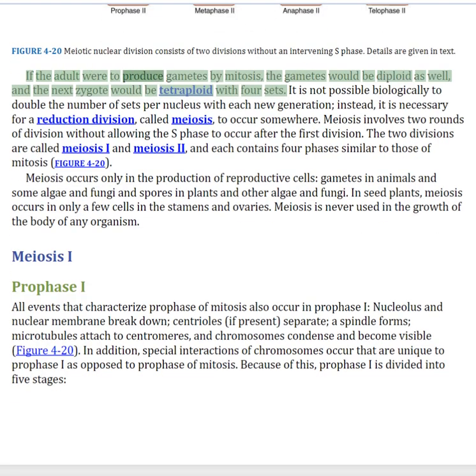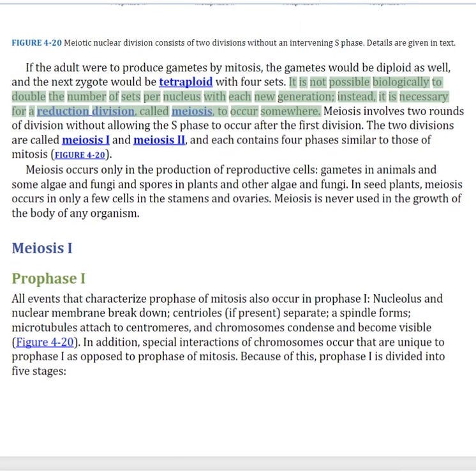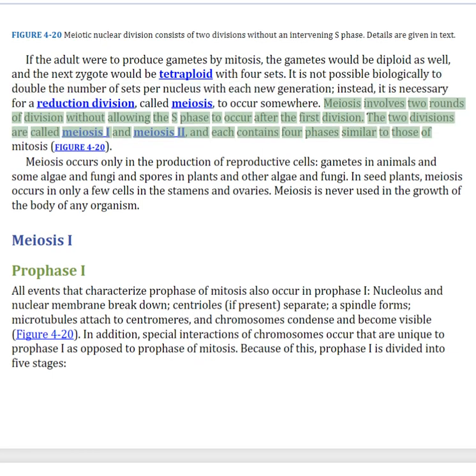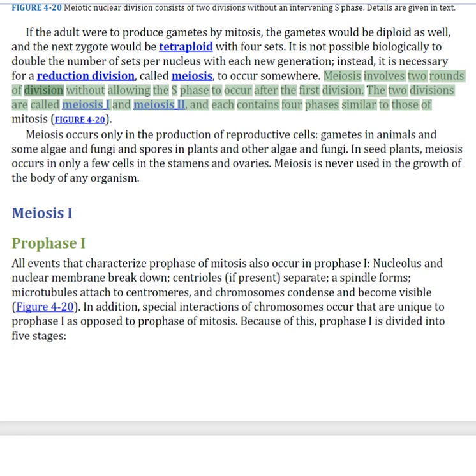If the adult were to produce gametes by mitosis, the gametes would be diploid as well, and the next zygote would be tetraploid with 4 sets. It is not possible biologically to double the number of sets per nucleus with each new generation. Instead, it is necessary for a reduction division, called meiosis, to occur somewhere. Meiosis involves 2 rounds of division without allowing the S phase to occur after the first division.